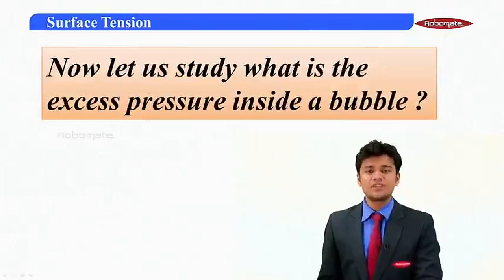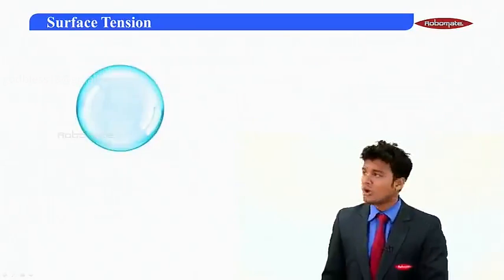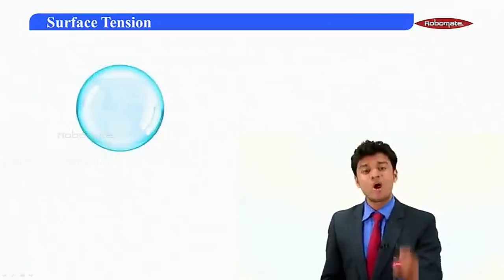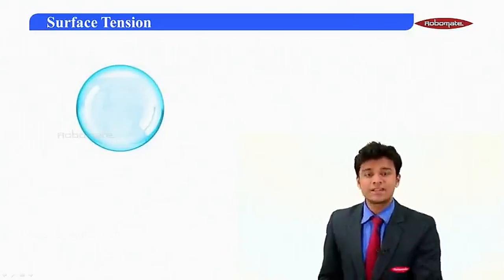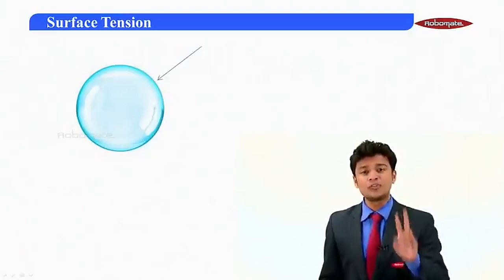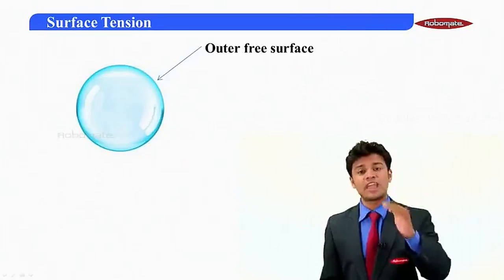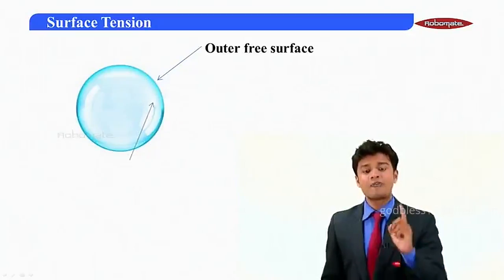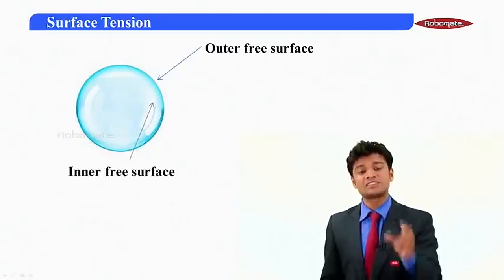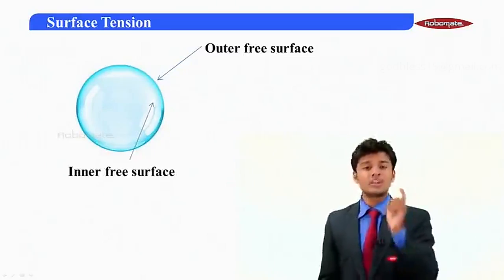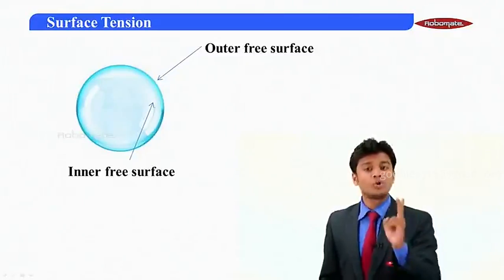Now, let us study what is the excess pressure inside a soap bubble. If I were to ask you how many free surfaces we have in a bubble, my answer would be 2. I have a total of 2 free surfaces. One is the outer free surface which is in contact with the air of the atmosphere, and I have one more free surface inside the bubble, which is in contact with the air inside the bubble. So for a drop I have only one free surface, and for a bubble I have 2 free surfaces.